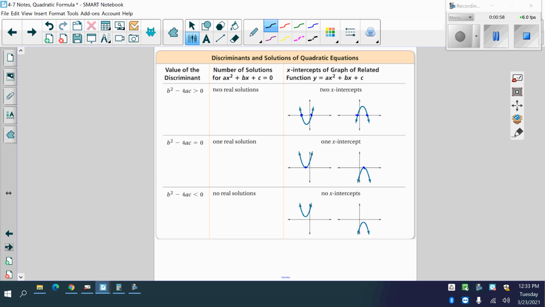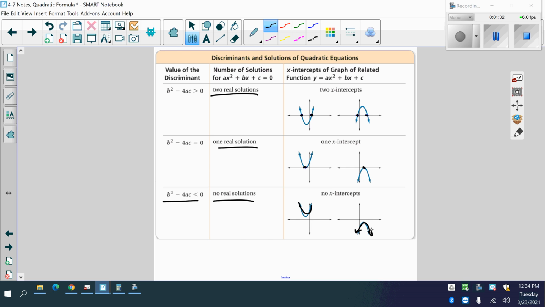Let's look at the pictures. For example, here my discriminant is greater than 0, which means I have 2 real solutions, and by solutions I just mean x-intercepts. And the graph looks like this. If the discriminant equals 0, that means we have 1 real solution, and that solution is also going to be known as our vertex. Now, if it's less than 0, that means we have no real solution or no x-intercepts, and our quadratic is just floating out here away from my x-axis.